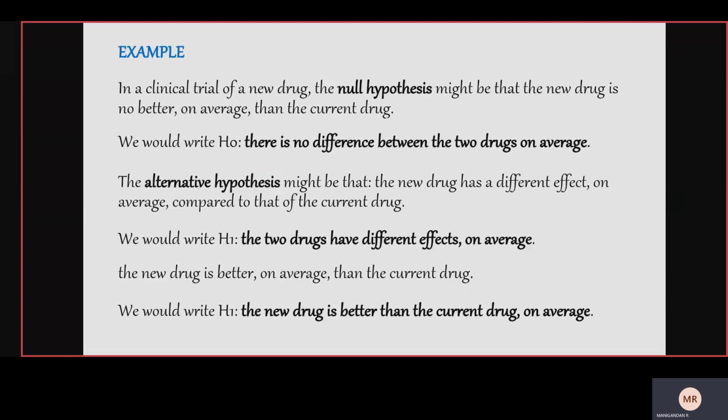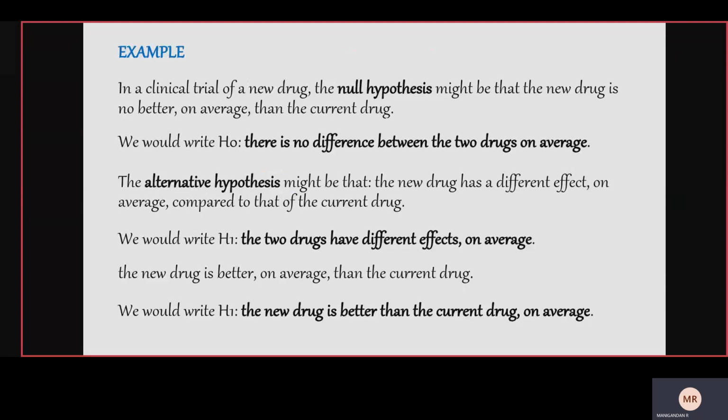For the new drug, the null hypothesis might be that the new drug is no better on average than the current drug. So they are saying that there is no difference between the new drug and the current drug. There is no difference between the two drugs on average. This is the main example of H naught.